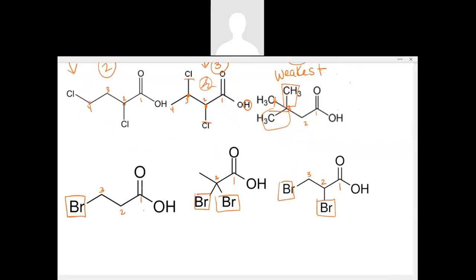So again, due to proximity, this will be our strongest acid. This one over here will be our weakest, both due to proximity and the number of electron withdrawing groups. And this will be number 2, somewhere in the middle. So the weakest here is 1, 2 in the middle with the 2,3-dibromo propanoic acid. And then our strongest will be this one in the middle.